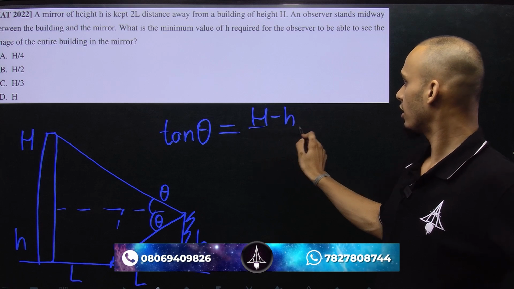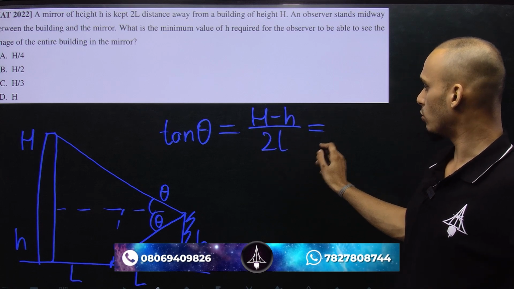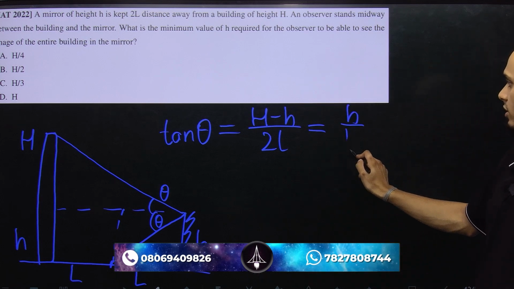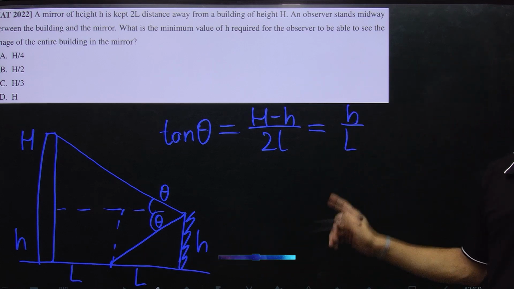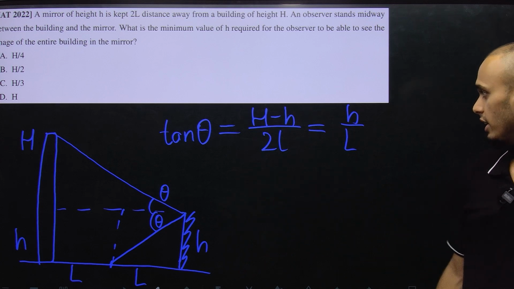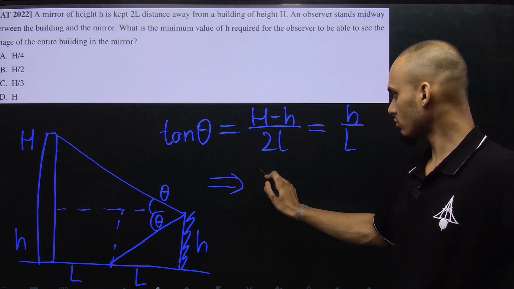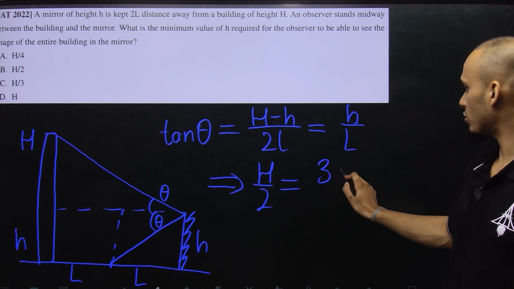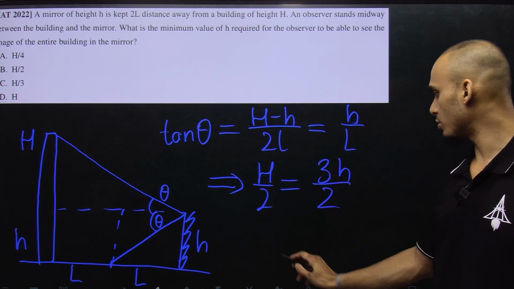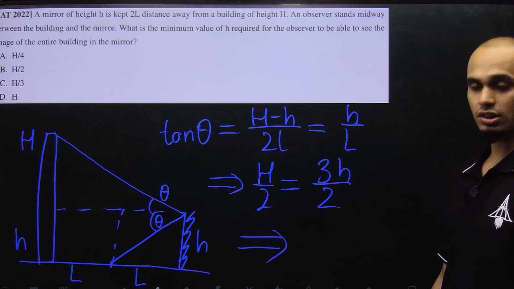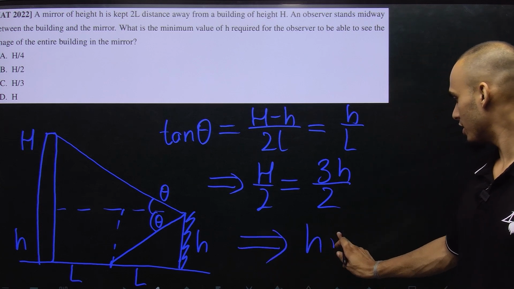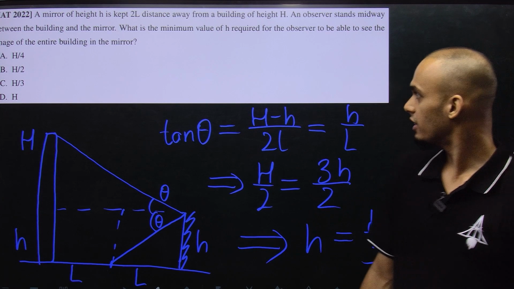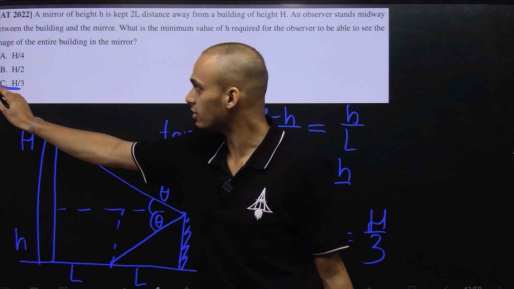This should be equal to the value of tan theta from this case, small h upon L. L and L will get cancelled. All we are left with is capital H by 2 should be equal to 3 times small h by 2. Hence, we get the required height of the mirror, small h, to be equal to 1/3 of the height of the building, H by 3. Option C is matching in this case.